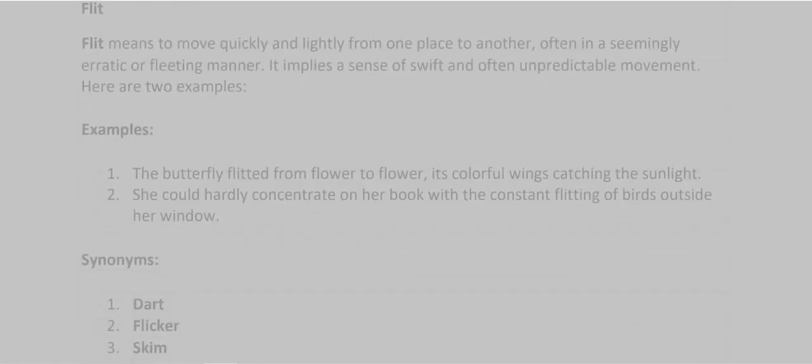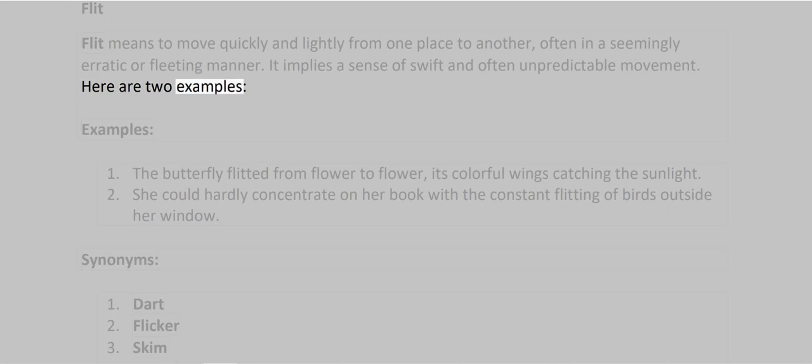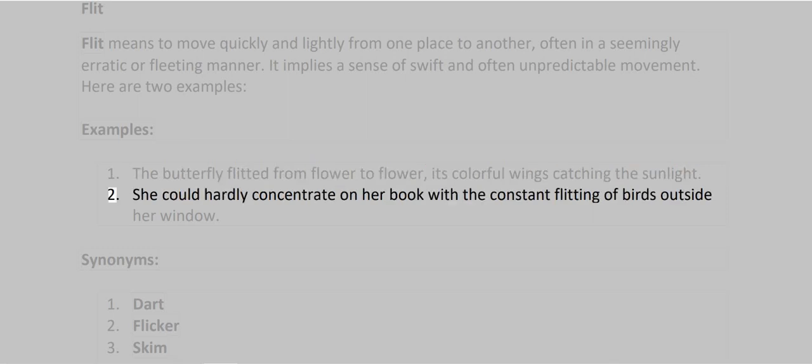Flit. Flit means to move quickly and lightly from one place to another, often in a seemingly erratic or fleeting manner. It implies a sense of swift and often unpredictable movement. Here are 2 examples. Examples: 1. The butterfly flitted from flower to flower, its colorful wings catching the sunlight. 2. She could hardly concentrate on her book with the constant flitting of birds outside her window.